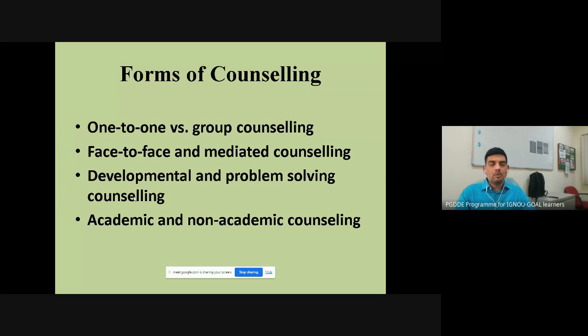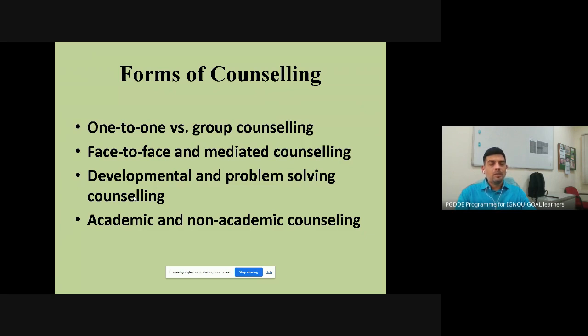When we are talking about academic and non-academic counseling, suppose a learner is coming and seeking some information or advice about the availability of a particular program in a particular region or province by the university, and then he or she may ask about the change of address, or about the correction in the name, then they may ask about particular dates. All these things come under the administrative kind of counseling.